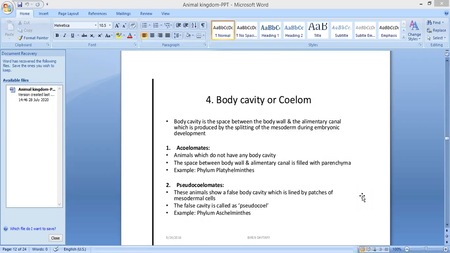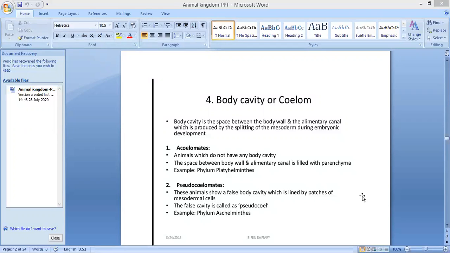Based on that, we divided them into diploblast and triploblast. In diploblast, I told there is an ectoderm and endoderm, and in between, mesoglea is present. In triploblast, we can see three layers: ectoderm, mesoderm, and endoderm. So here what is happening?